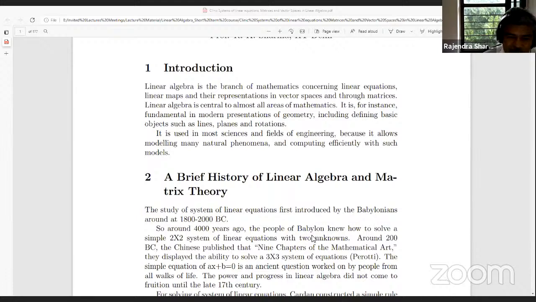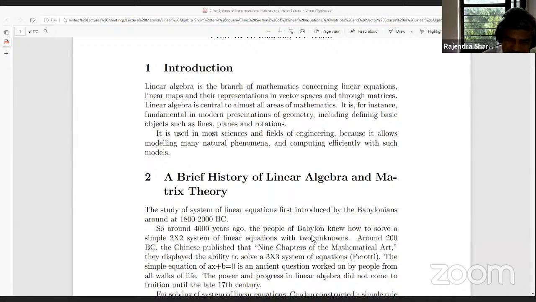And around 200 BC, the Chinese published the 9 chapters of the mathematical art, and they displayed the ability to solve the system of equations 3x3. So it involved a matrix also of the size 3x3.